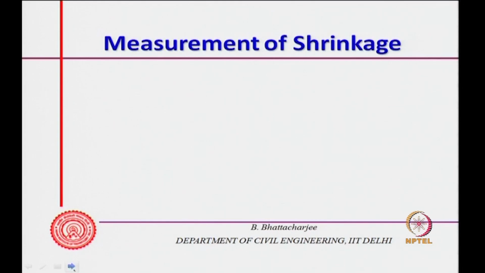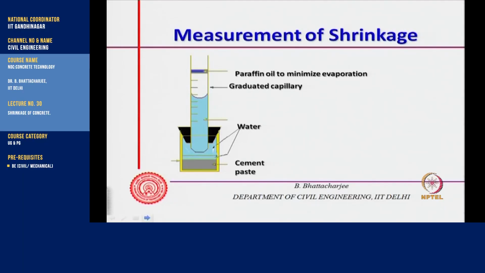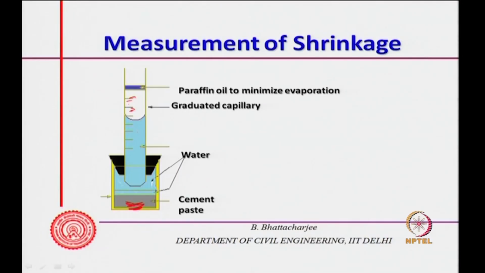Now, the chemical shrinkage method, how do you measure it? Well, you measure it like this: you have cement paste here, and then you fill it with water, and there is a graduated capillary, and you put in excess water just after mixing. All this is happening after mixing. So, you fill this with water, and there is paraffin oil added at the top to minimize any evaporation. So, there will be no evaporation loss, and as the shrinkage occurs, the water level in this capillary will come down, and from the graduated capillary you can actually measure the amount of chemical shrinkage.